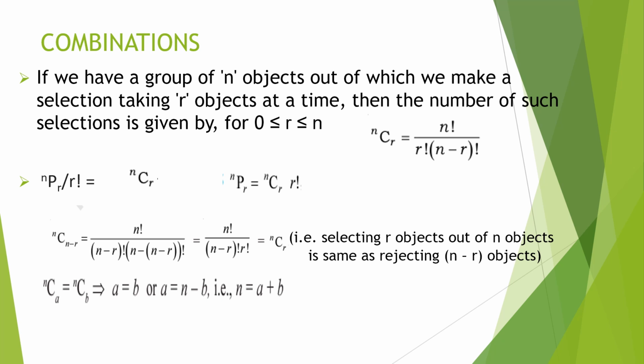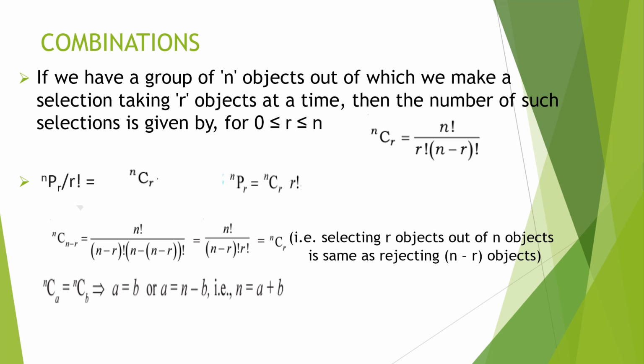Correct? So now it is very clear from the formulas that we have nPr as n factorial upon (n minus r) factorial and nCr as n factorial upon r factorial into (n minus r) factorial. What is the relation between permutation and combination? nPr is equal to nCr into r factorial. Now nC(n minus r), when we use the formula for combination, is n factorial upon (n minus r) factorial into r factorial, which on simplification gives nCr.